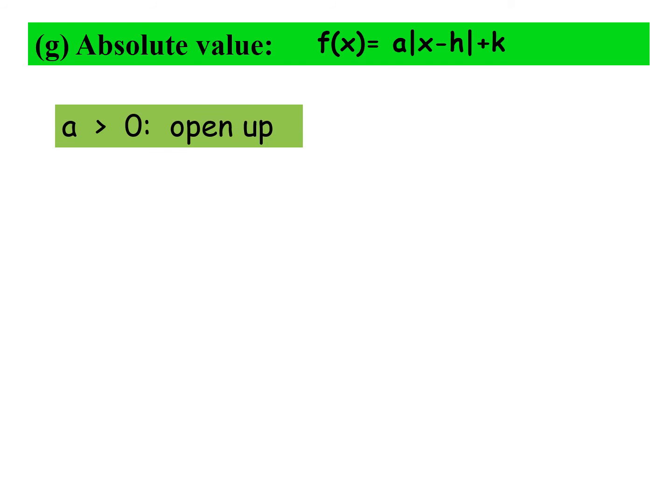Now let's move to G, the absolute value function. f(x) = a|x − h| + k. If a is more than 0, the graph opens up in the shape of a V. So this is a V-shaped graph with vertex (1, 2).